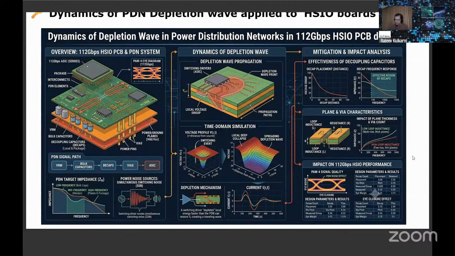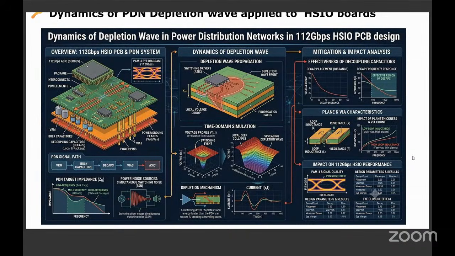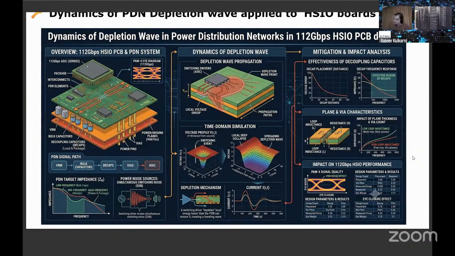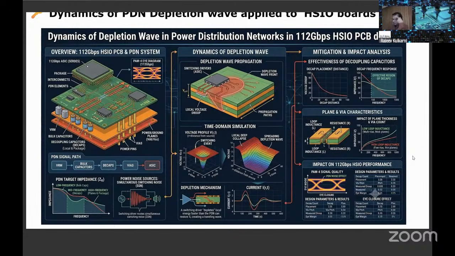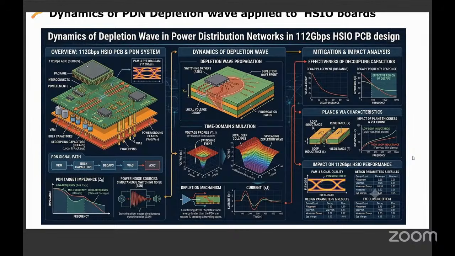Okay, let's start. This is where we stopped our previous session. We said the PDN, the power distribution network verification, its power integrity, it all depends on what we called the depletion wave. So before we start, let me tell you what a depletion wave is.